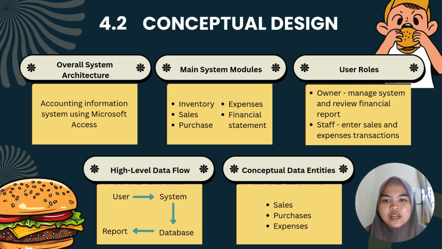Okay, first, the overall system architecture, based on an accounting information system, is using Microsoft Access. The system is suitable for single user operation and suitable for small business. Second, the system consists of several main system modules, including the inventory of the product, sales and purchase processing, expenses record, and the financial statement report. Each module performs a specific function within the accounting system.